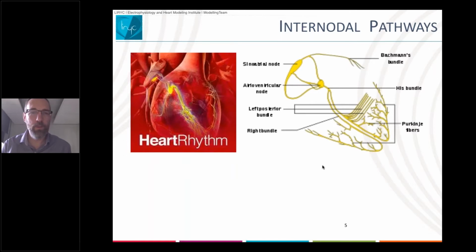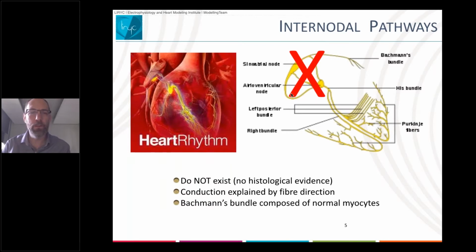One thing I wanted to note, it annoys me to no end, even on the cover of Heart Rhythm, you'll see these little tracks that connect the SA node to the AV node. They don't exist. They call them internodal pathways, but it's a bad idea that gets perpetuated. So don't talk about it.